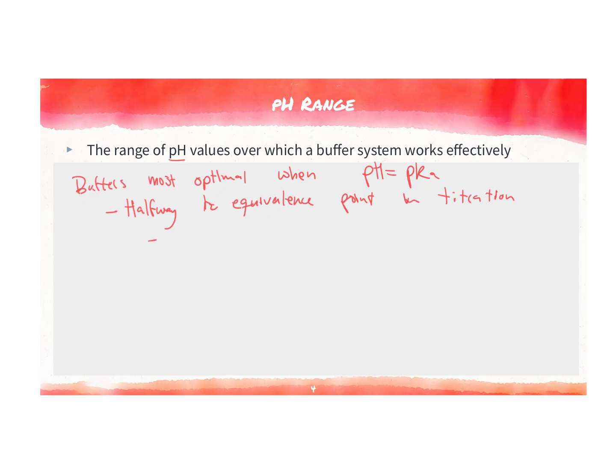Another way to say this is when the concentration of HA is equal to the concentration of A minus. If you plug the same concentration into the Henderson-Hasselbalch equation, you'll find that pH equals pKa. That's why that trick actually works. And if the concentration of one species is more than 10 times the other, the buffer is poor.